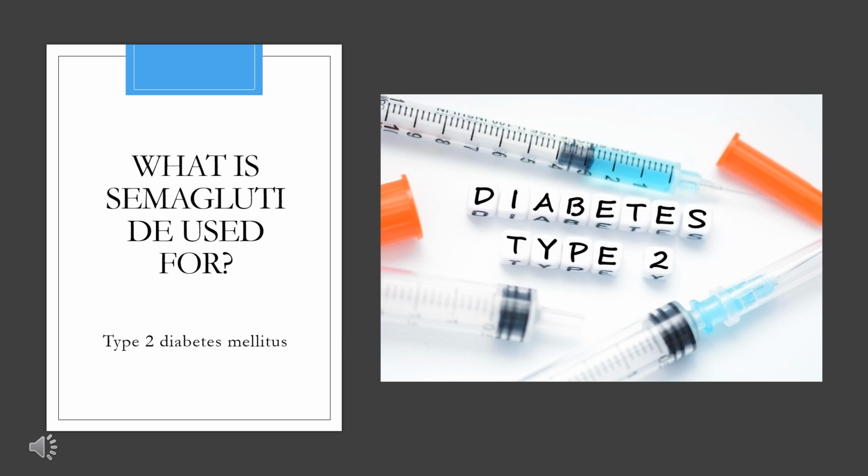Semaglutide is indicated for chronic weight management in adults with obesity or overweight with at least one weight-related condition, such as high blood pressure, type 2 diabetes, or high cholesterol, for use in addition to a reduced calorie diet and increased physical activity. Semaglutide is also indicated for chronic weight management in pediatric patients aged 12 years and older with an initial BMI at the 95th percentile or greater for age and sex.